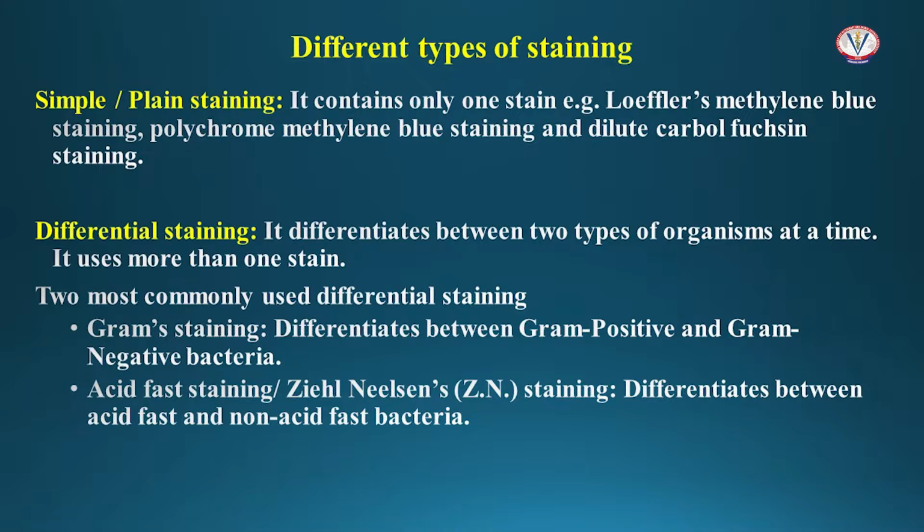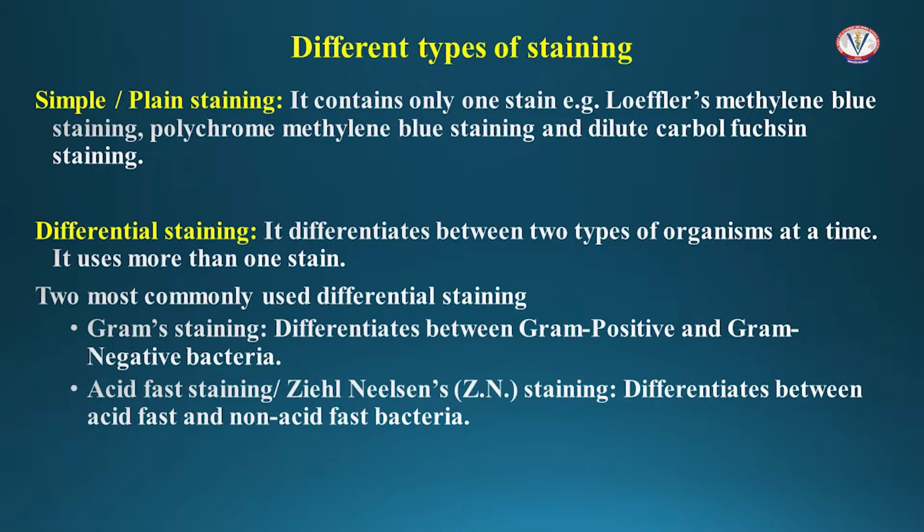We can classify them as simple or plain staining, where only one stain is used, which is applied for a specific time, after which washing is done. Examples are Loeffler's methylene blue, polychrome methylene blue for staining of the capsule of Bacillus anthracis, and dilute carbol fuchsin stain for Campylobacter fetus. Then the second category is differential staining, where two different staining solutions are used, which are applied one after the other.